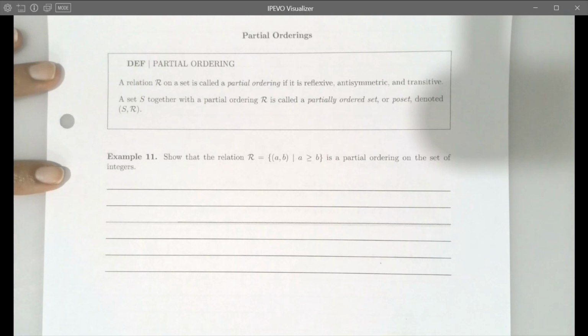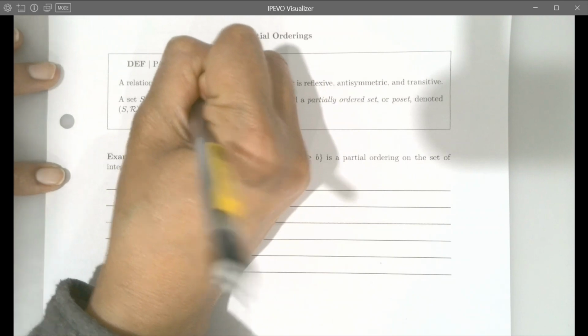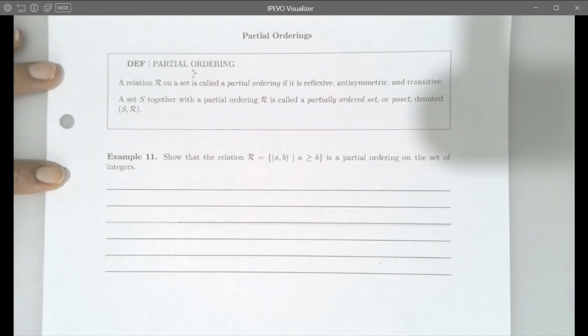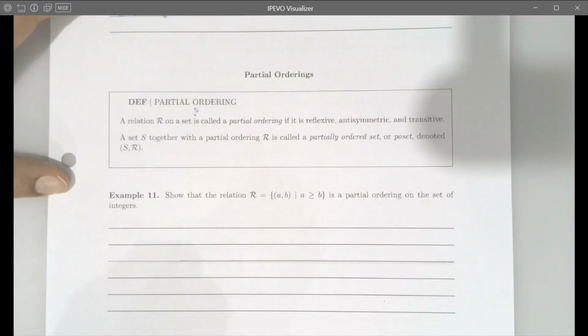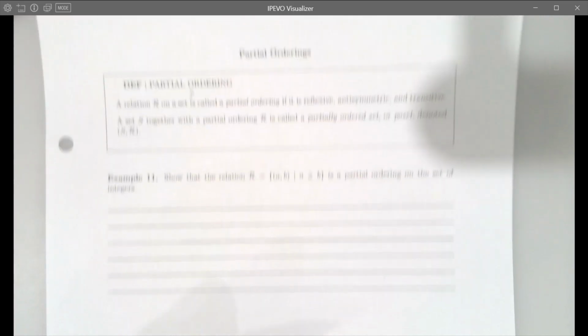We're now going to take a look at partial orderings, starting with the definition. A relation R on a set S is called a partial ordering if it is reflexive, antisymmetric, and transitive. A set S together with a partial ordering R is called a partially ordered set, which is denoted (S, R). Okay, so let's exemplify this with example 11.